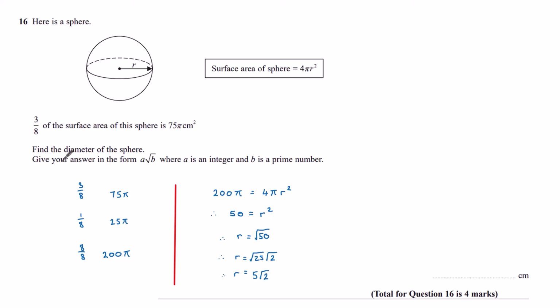Now, I'm trying to find the diameter of my sphere. The diameter is 2 times the radius, which means my diameter is 2 lots of 5 root 2, which is 10 root 2.